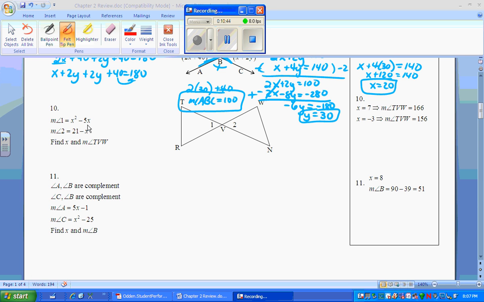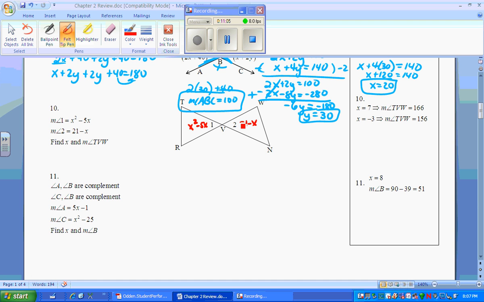Number 10, let's look at the picture. We have angle 1 right here, which is x squared minus 5x. Angle 2, which is 21 minus x. Well, what do you know about angles 1 and 2? They're opposites of each other, so they're vertical angles. So, what do we know about vertical angles? Vertical angles are congruent.